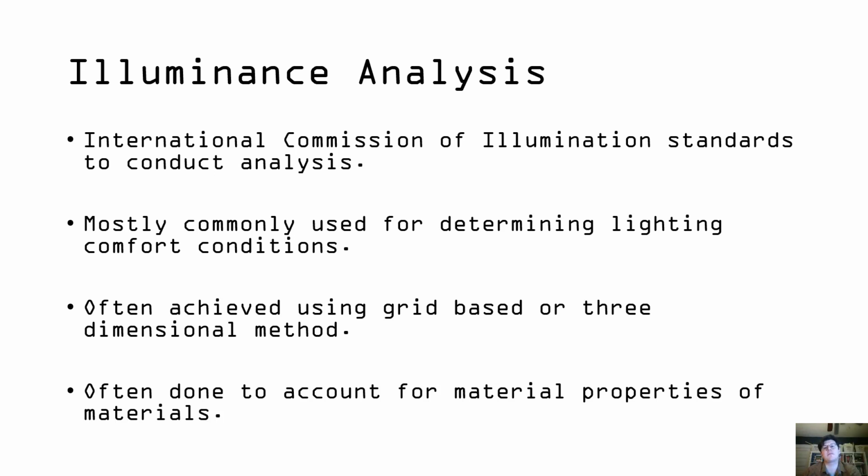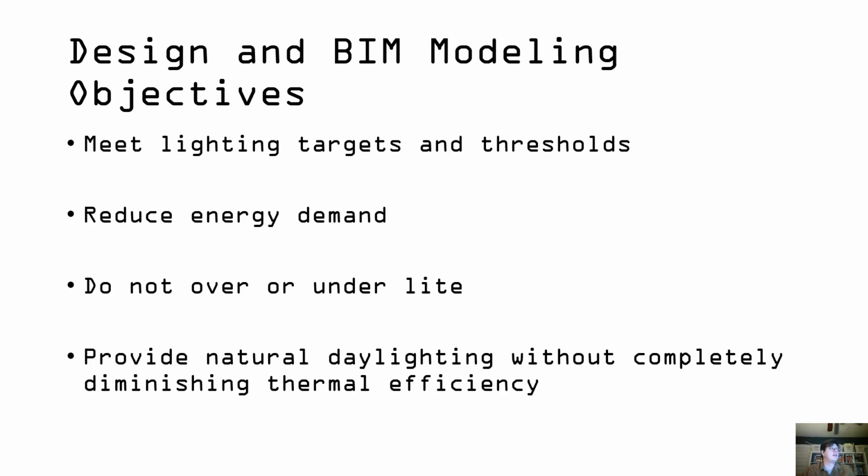But all these different types of analysis have different usefulness based upon the design process, which always corresponds to time available, right? So some design and BIM modeling objectives as we're thinking about daylighting: we want to meet lighting targets and thresholds, we want to reduce energy demand by allowing more daylight to enter our space, and we don't want to over- or under-light a space with natural daylighting.